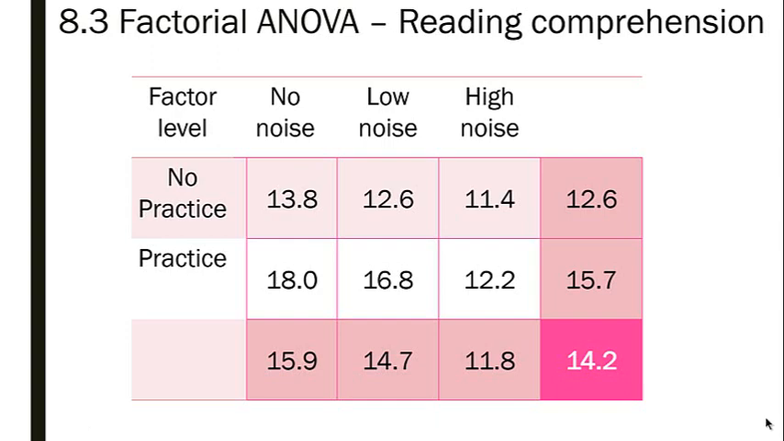When we have unequal sample sizes, this is not necessarily going to match up with the means of individual cell means or individual marginal means, but it's always going to be the mean of all observations in your data set.